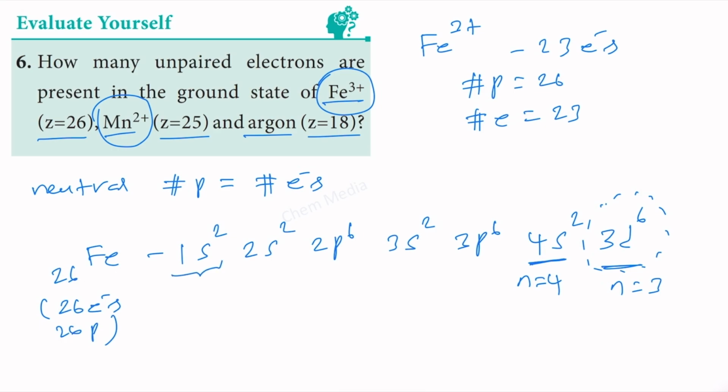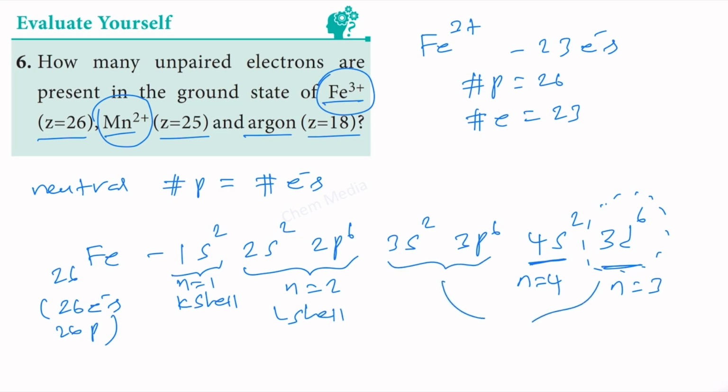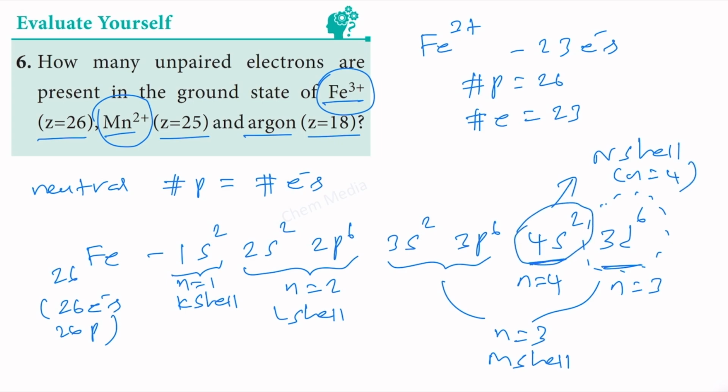Remember, these 1s2 electrons are in the K shell, n equal to 1. These 2s2 and 2p6, n equal to 2, are in the L shell. These 3s2, 3p6 as well as 3d6, these 14 electrons, have principal quantum number equal to 3 and they are in the M shell. These 4s2 electrons are in the N shell, n value equal to 4. Therefore, these electrons must be removed first before we remove any electron from 3d.